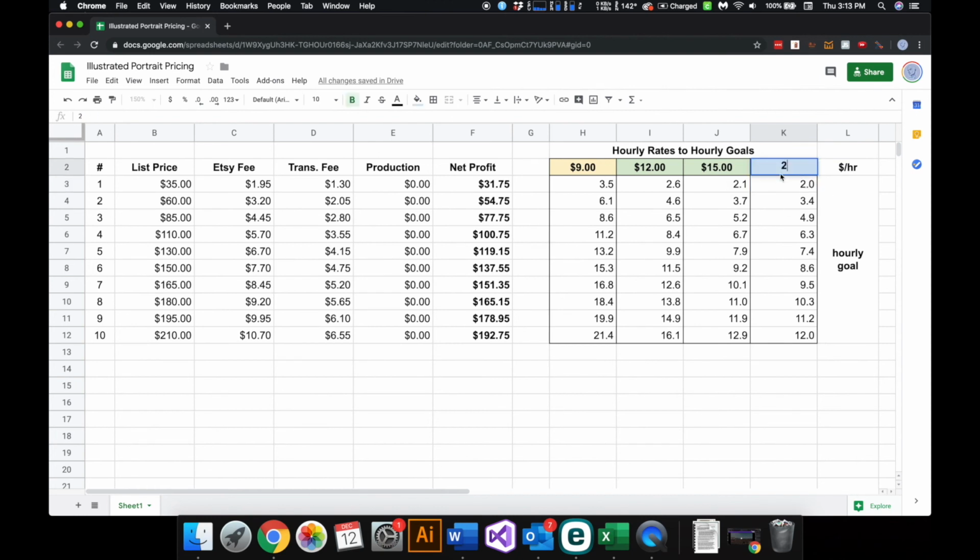So this is just a tool that can help you figure out price to time comparisons and really get a good rate so that you're not working for peanuts and having a race to the bottom situation for your artwork.